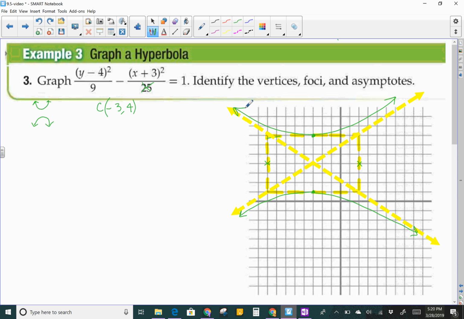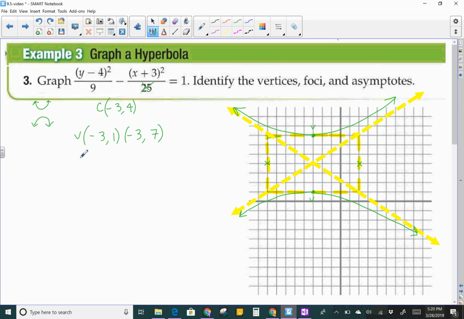Identify the vertices, the foci, and the asymptotes. So my vertices are right here, y'all. Vertices. So if I have to name them, I don't have to remember any formulas. I just know where I graphed them. So this point is 1, 2, 3. So this is negative 3, comma 1. And the other one is negative 3, 4, 5, 6, 7. Negative 3, comma 7.